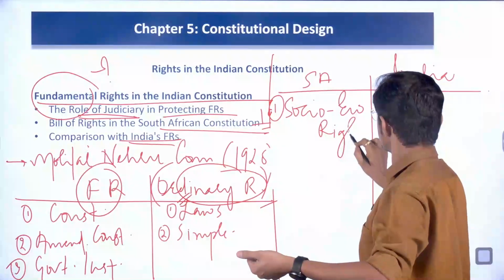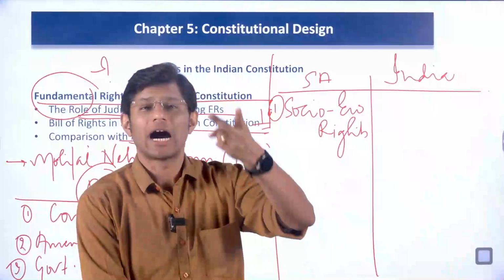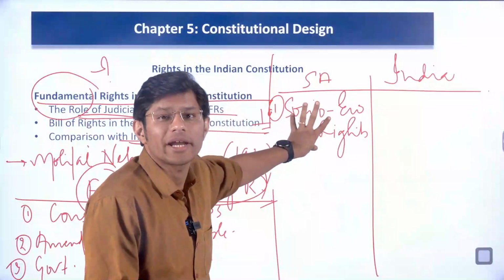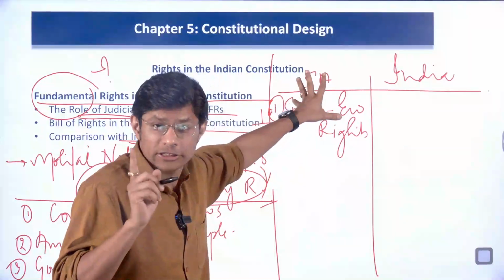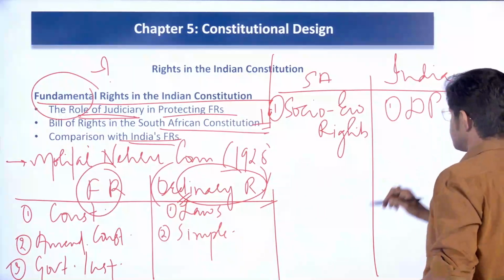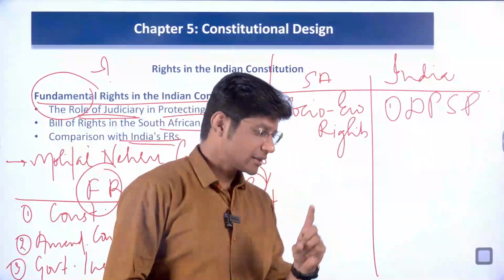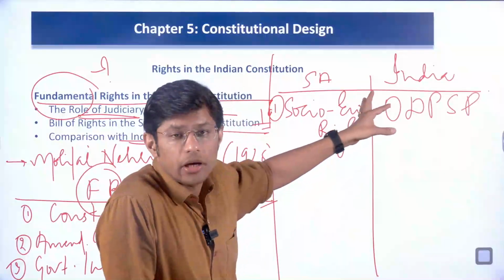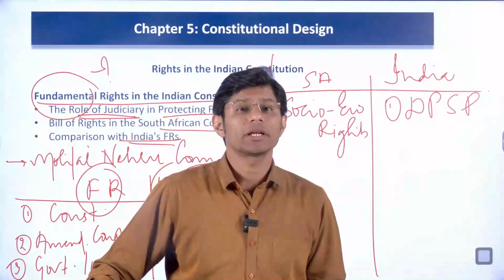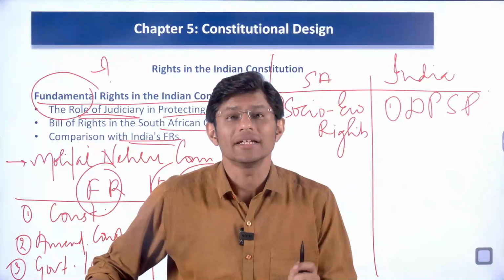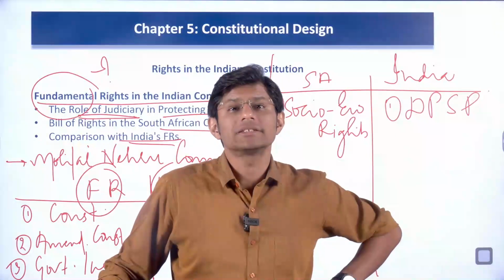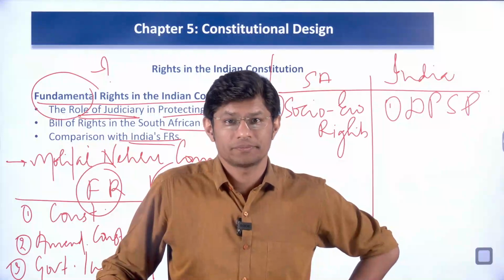Socio-economic, which are the socio-economic rights? Housing, healthcare, labor rights. But in our country, socio-economic rights are not mentioned in the constitution. They are made a part of the directive principles of state policy. In the last class, we discussed in brief what directive principles of state policy are, which means they guide the government to make laws, but they are not legally enforceable. So this is the main difference between the South African and the Indian constitution, right?